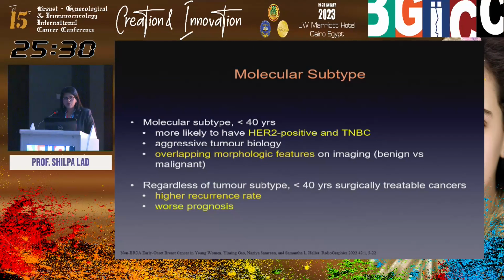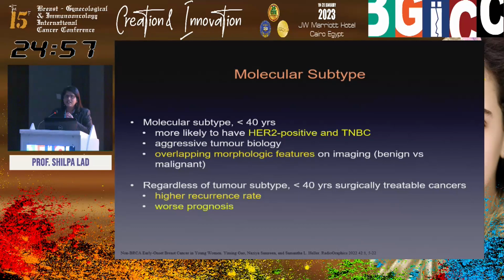Molecular subtype also plays a big factor. Dr. Jennifer Leung gave a superb lecture on molecular subtypes. But what we need to understand here is, in this age group, the maximum number of cancers are HER2 positive and triple negative, TNBC. This is the most aggressive tumor biology. And this aggressive tumor biology has overlapping morphologic features with benign lesions. Therefore, that also poses a diagnostic challenge for us.